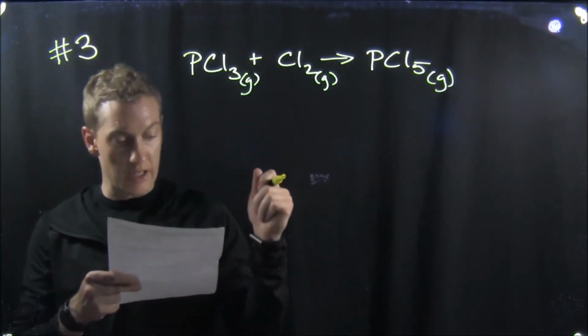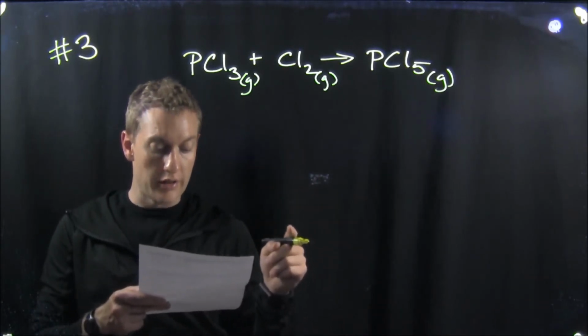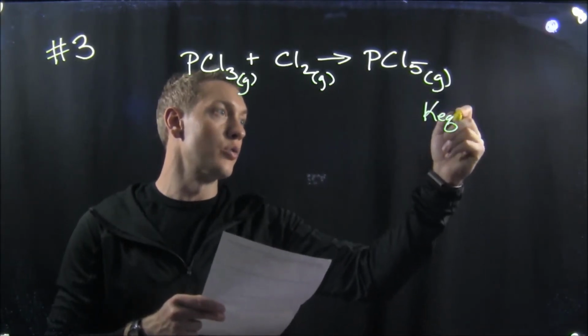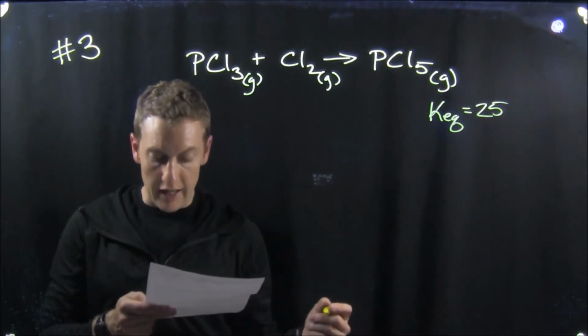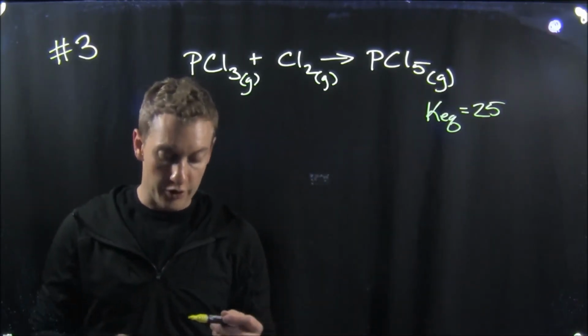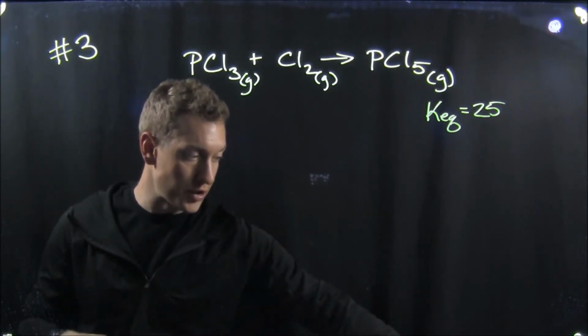And then it asks a series of questions. First, it wants us to calculate the reaction quotient. Then it wants to know if the system is at equilibrium, if KEQ equals 25, and which way it would shift in order to reach equilibrium. So first we will write an equilibrium expression.